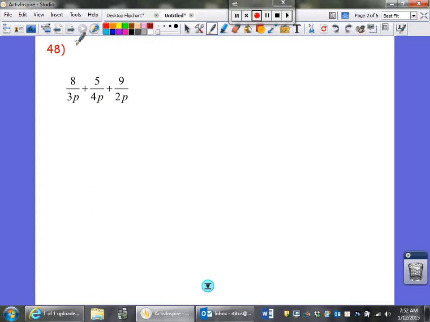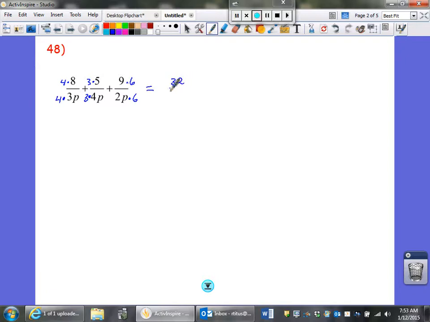So I'm on to number 48. 3 fractions here. They all have p already in common, but 3, 4, and 2 all go into 12. So that means I'm going to have to multiply this one by 4, both numerator and denominator, to make it 12. This one by 3, both numerator and denominator, and this one by 6, both numerator and denominator. So again, all of this now is going to be over 12p, but I'll write it out.